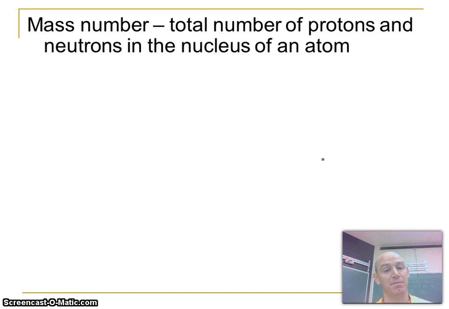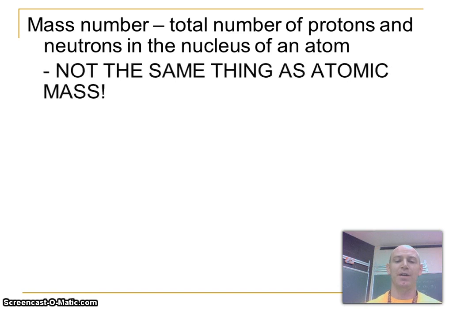The mass number. The mass number is the total number of protons and neutrons in the nucleus of an atom. It is not the same thing as average atomic mass, and I'll say this again a couple more times. Mass number is the number of particles. It's a whole number. The number of particles in the nucleus. Number of protons, number of neutrons. That's what the mass number is.